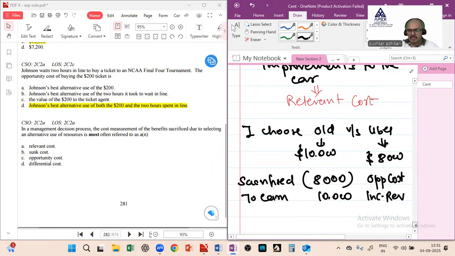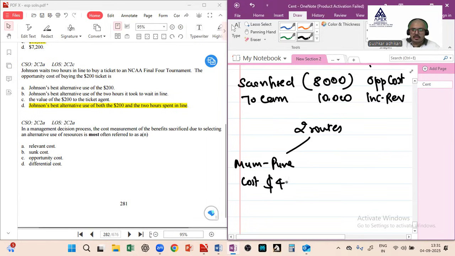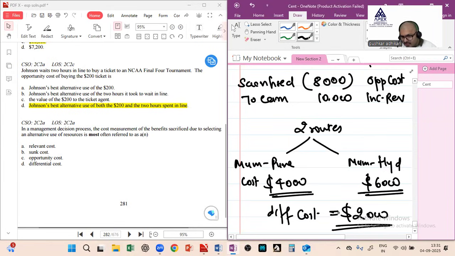So we discussed opportunity cost. Now, please try to understand. I can go in two routes. The first route is Mumbai to Pune. This will cost me, let us say, $4,000. My second route is Mumbai to Hyderabad. This will cost me $6,000. So what is the differential cost here? The differential cost is $2,000. It is nothing but the difference between the two alternatives. The first cost is 4,000. The second cost is 6,000. So the differential cost is $2,000.